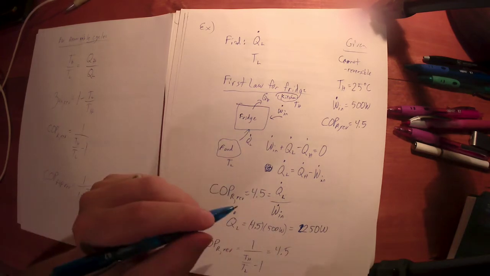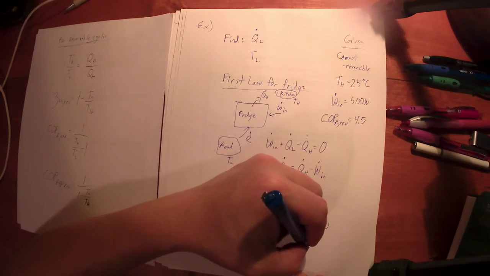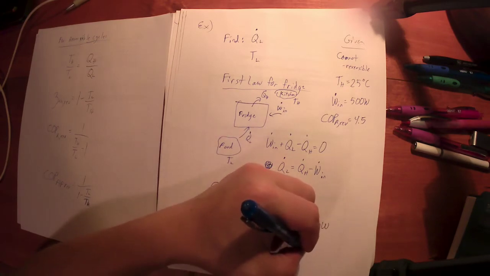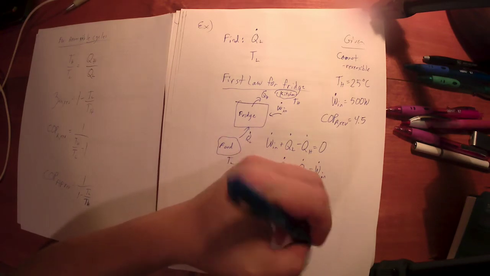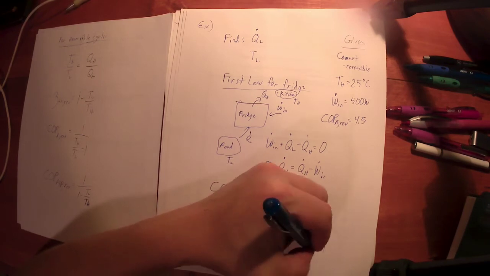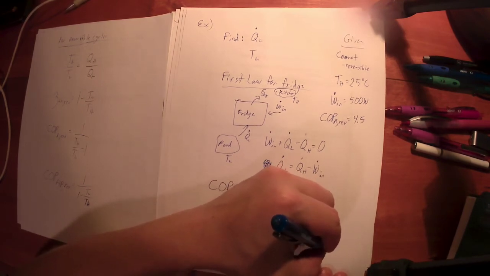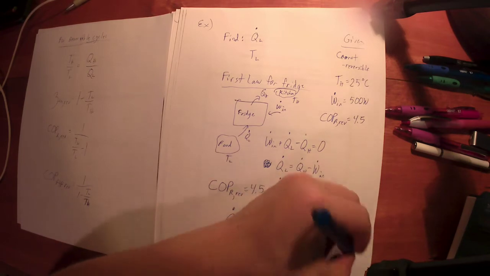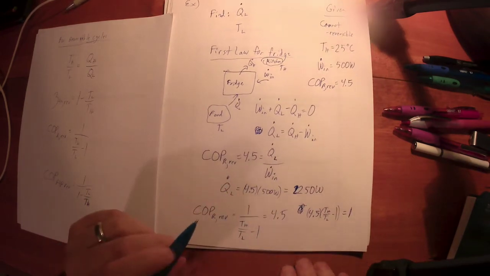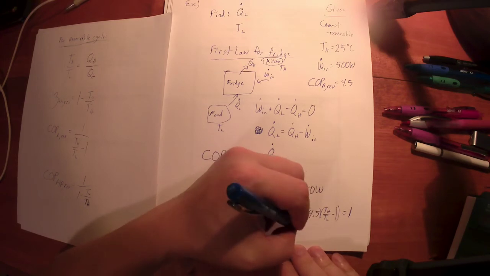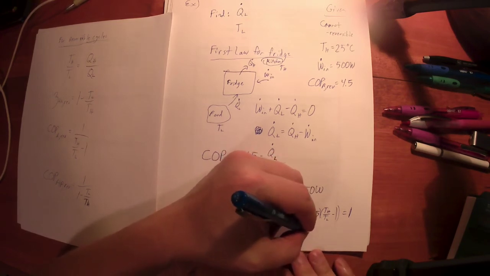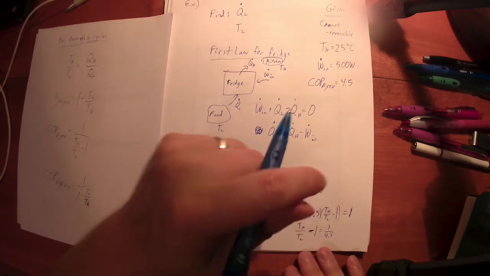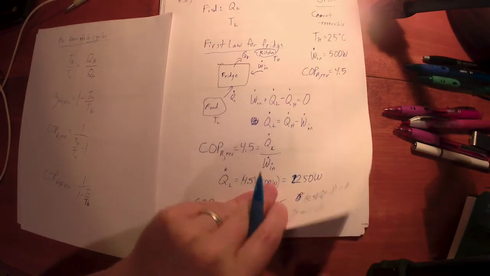So here we go. I've got to do some algebra here. Okay. Yuck. 4.5 times this quantity, TH over TL minus 1. That's equal to 1. Okay. And what? Well, that didn't help me at all. TH over TL minus 1 is equal to 1 over 4.5. There we go. Now I'm getting somewhere. All right, next page.